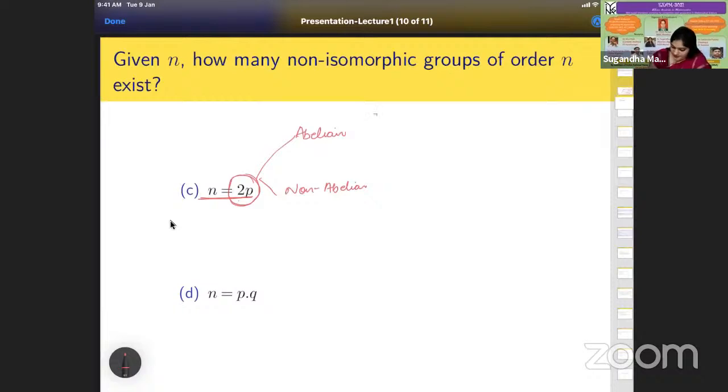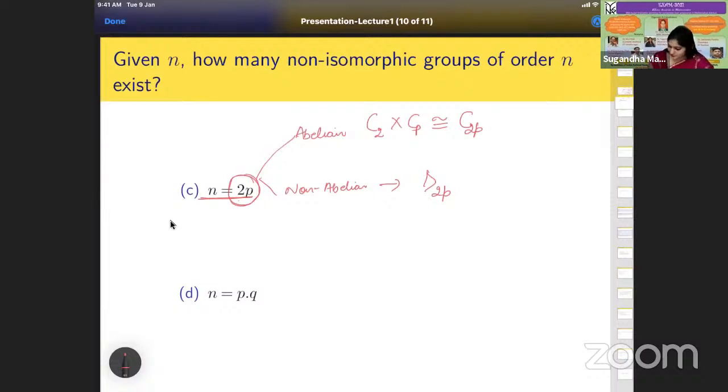So the only possibility is C_2 cross C_p, and because p is an odd prime, 2 and p are relatively prime, this is isomorphic to the cyclic group of order 2p. So there is only one possibility of an abelian group of order 2p, and if it is non-abelian, then your answer turns out to be the dihedral group of order 2p. I'm not going into the detail of the proof, but again, I would say this is accessible and understandable for you.